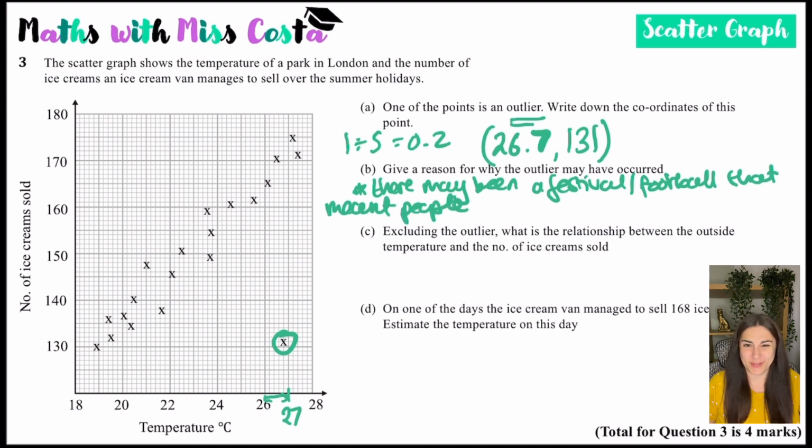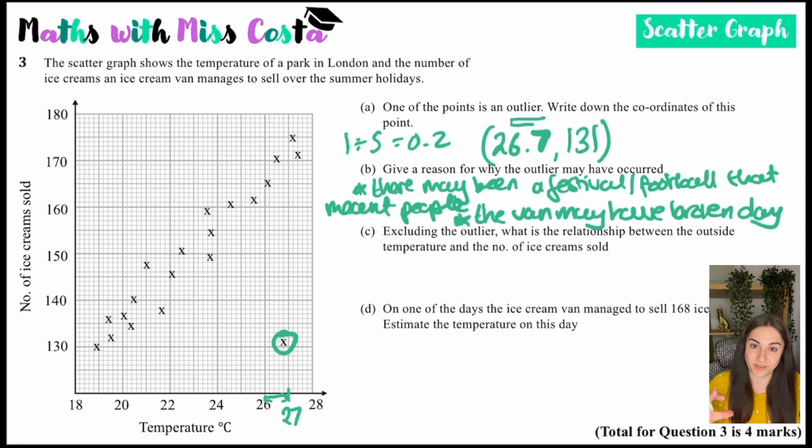So this is kind of like using your real life application. So something that would cause people to not be out and wanting to buy ice creams. Or more likely, the van may have broken down at some point. So perhaps they were selling loads of ice creams and then the machine just stopped working and he had to go home. So anything that would have meant that it's unusual for him to have sold that few ice creams.